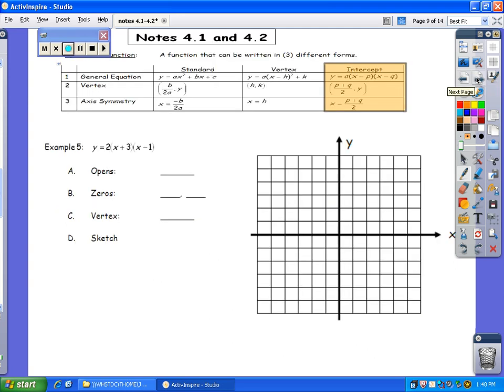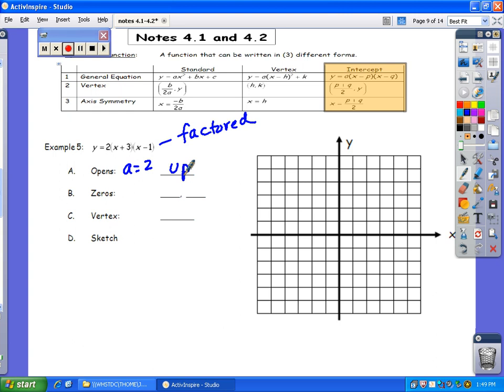Alright, the next form we're going to look at is intercept form. This just means that to be in intercept form, it's been factored. So we can graph it, we don't have to change it back. We can graph it once it's been factored. Alright, a here is 2, and since it's positive, that means this thing opens up.